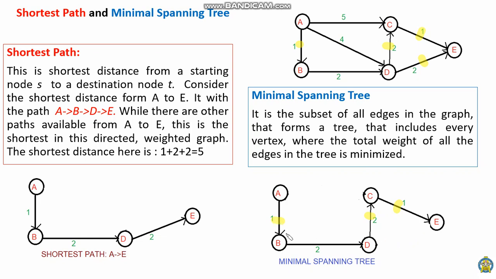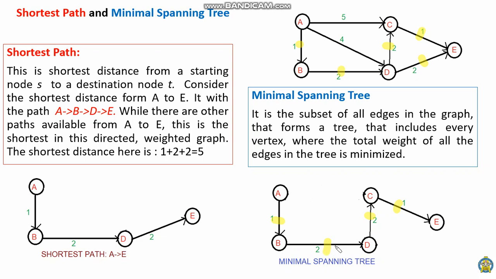And have I connected all the nodes? No. I have connected these two, and I've connected these two. So these two are not connected. So I pick up the next least. So that is this, and connect. So now if I look, I have connected all the nodes and the length is minimum. So if I add up 2 plus 1 is 3, 3 plus 2 is 5, plus 1 is 6. So this is one minimal spanning tree.